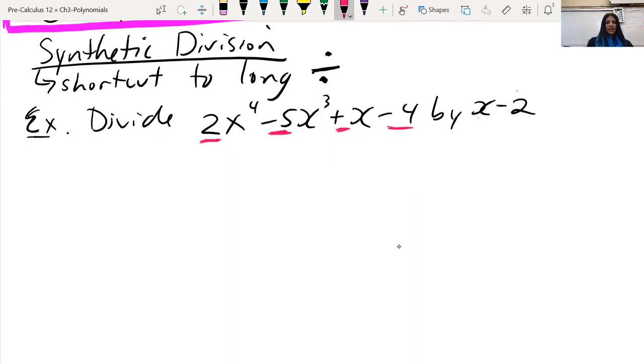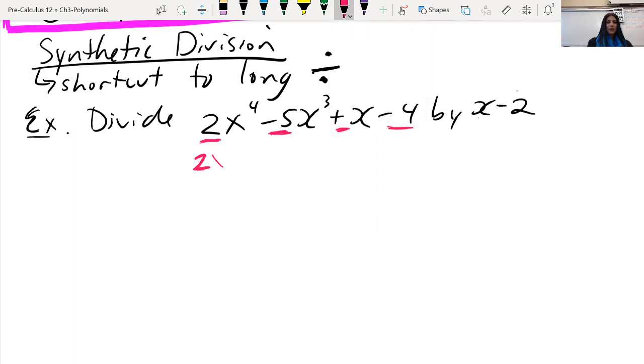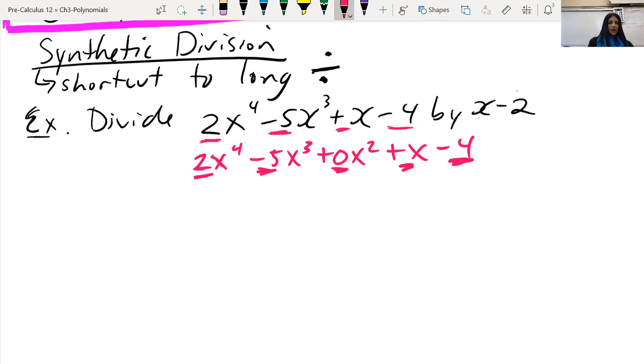Again, just like in the last example, if it's missing a term, which it is here, there's no x squared, we want to rewrite this. We want to make this 2x to the 4 minus 5x cubed plus 0x squared plus x minus 4. So now I have a 2, a minus 5, a 0, a 1, and a minus 4. And then I just take those coefficients, 2, minus 5, 0, 1, and minus 4, and I write them out.